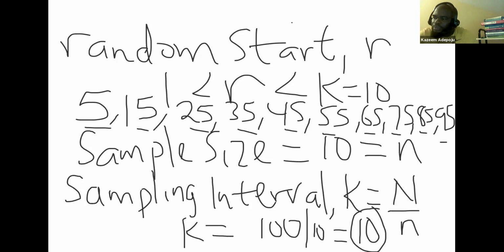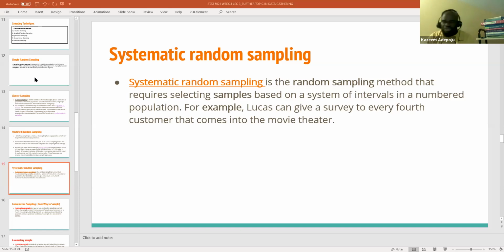Okay, so I'm going to stop my share right now. I'm going to go back to the lecture material. And that is an example of systematic sampling.